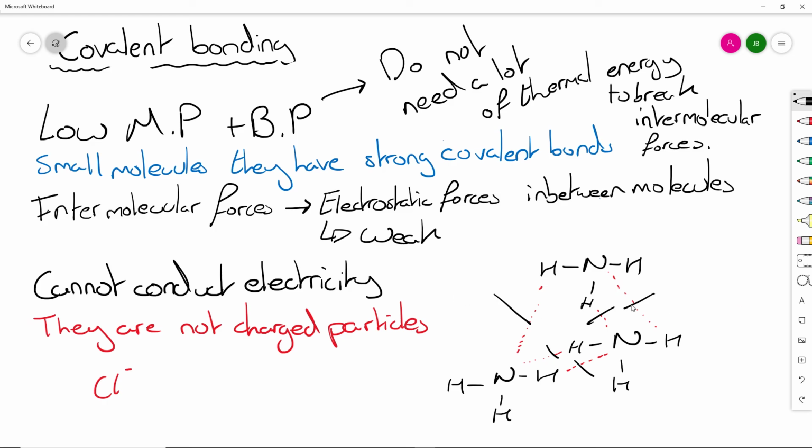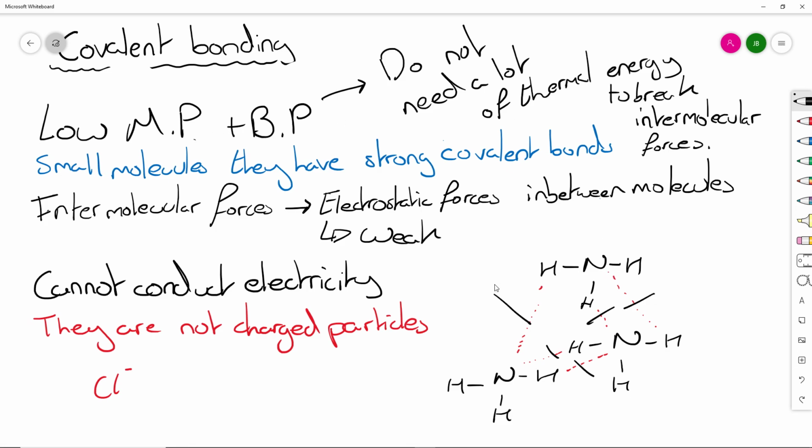So this is why, because these are weak, it doesn't take a lot of thermal energy to break them down. If we're trying to break these covalent bonds, it will take a lot more effort. And that is why when we go into the next video on giant covalent compounds, that's when we talk about diamonds made up of solely strong covalent bonds. They have a very high melting point, boiling point. But for simple small molecules, they have a low melting and boiling point.